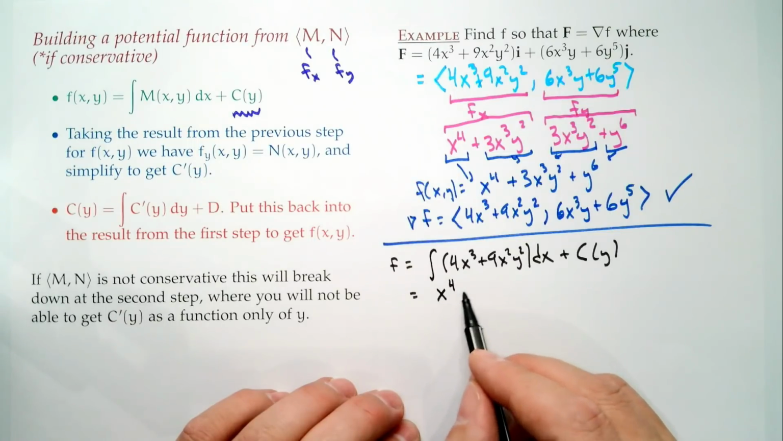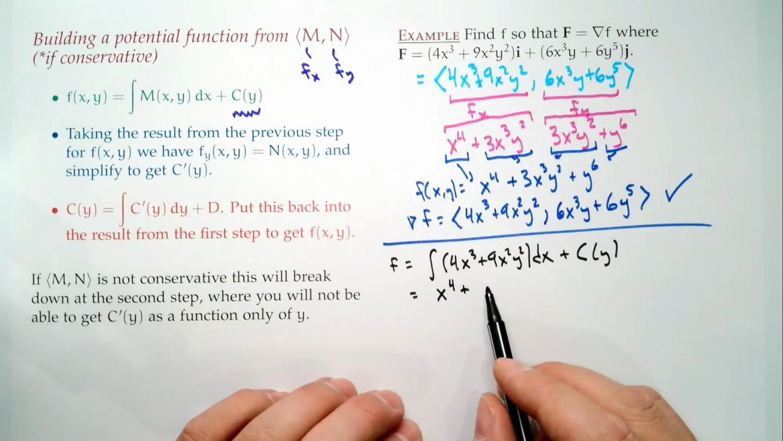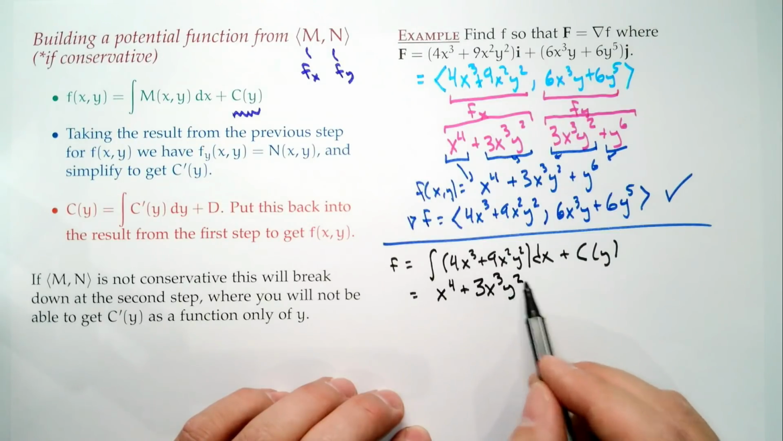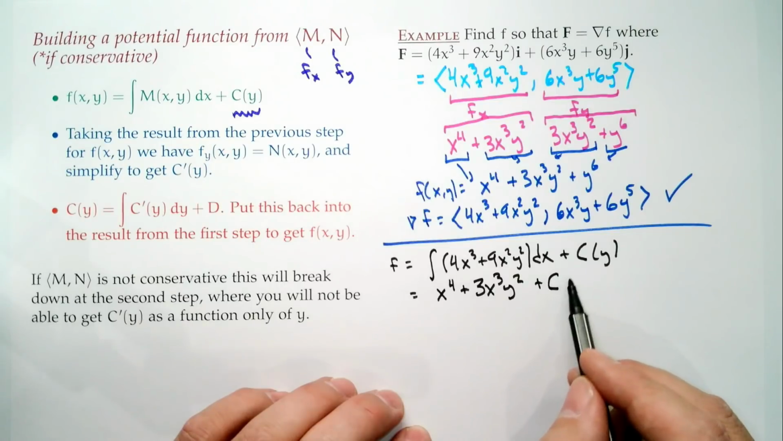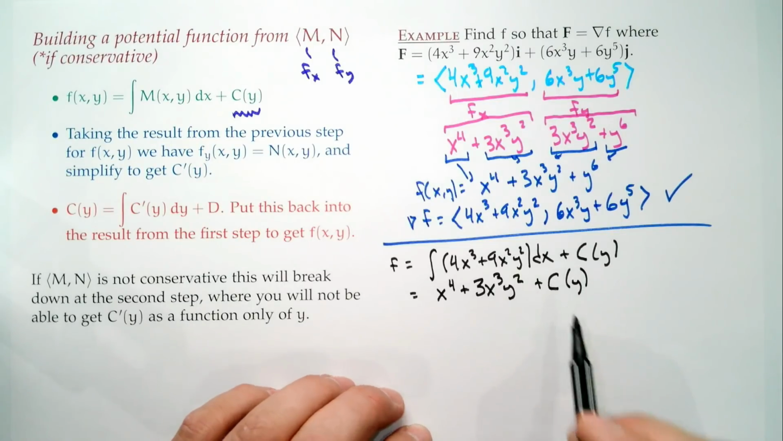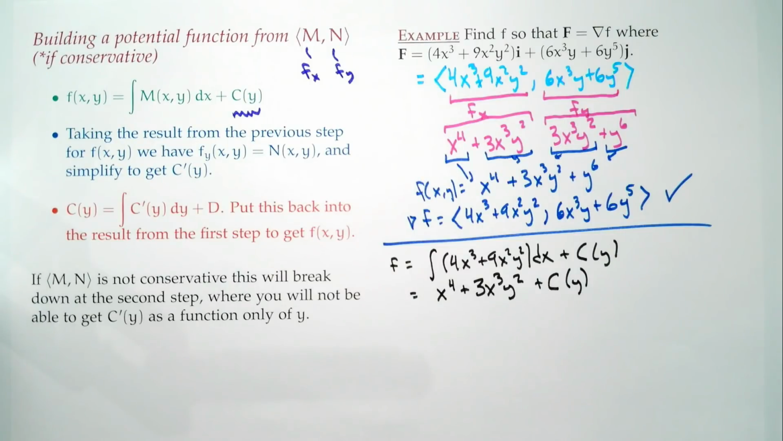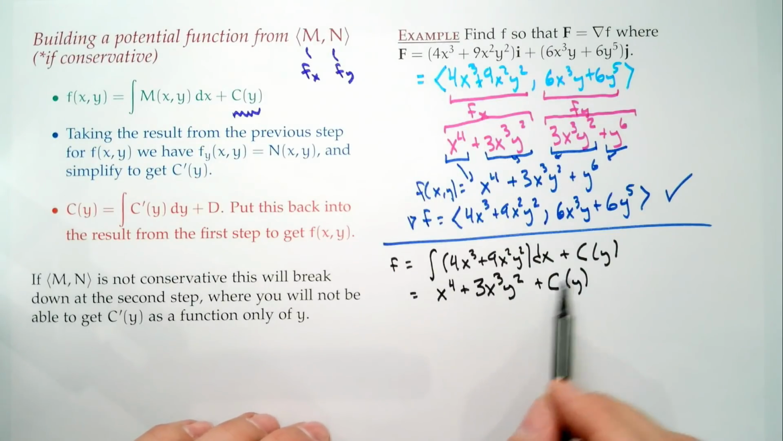X to the fourth plus 3x cubed y squared plus some function which depends on y. And the reason I'm using C, I'm doing that quite deliberately. I'm thinking that that's my constant. It's my constant. In this case, it's a constant function. Okay, so that says my function better look like that. I just have to figure out what this last piece is.